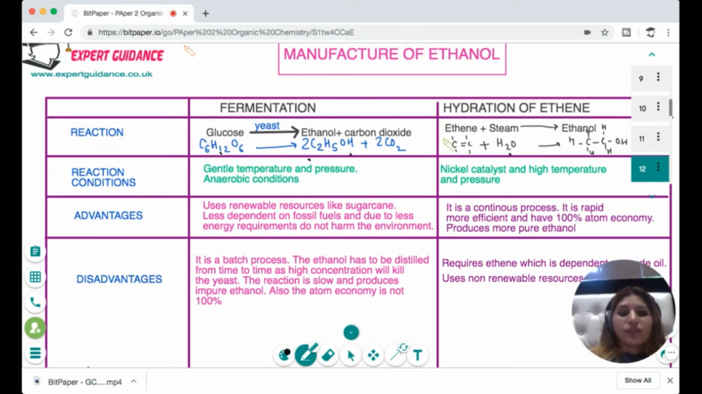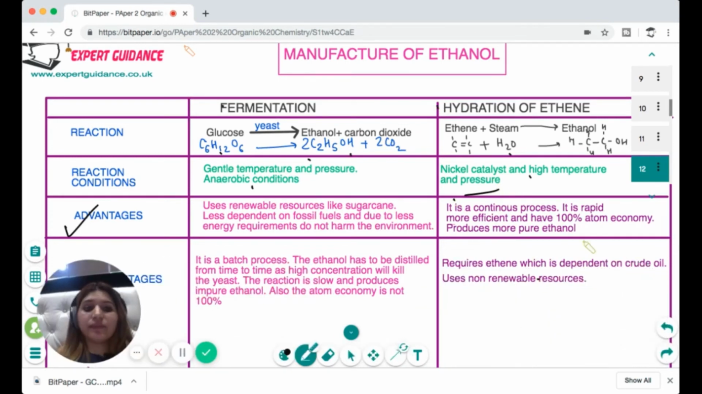Now, hydration of ethene requires a catalyst and a high temperature and pressure, whereas for fermentation, we require gentle temperature and pressure. The advantage of fermentation is, since you're using glucose or plant-based sugar products, this reaction uses renewable resources, so it is less dependent on fossil fuels and does less harm and has less energy requirements. On the other hand, when you do hydration of ethene, it takes ethene from crude oil and it uses non-renewable resources.